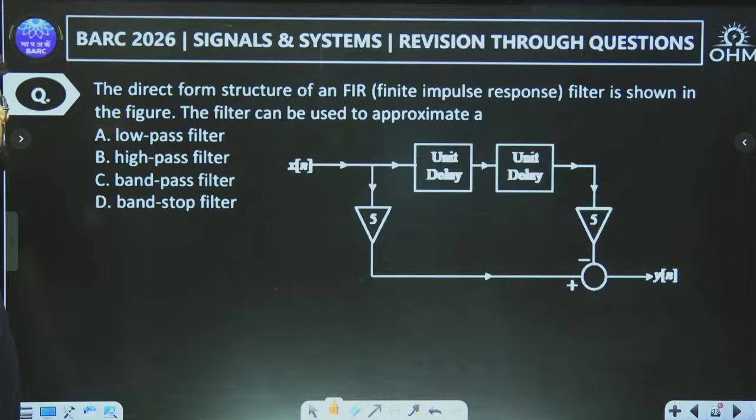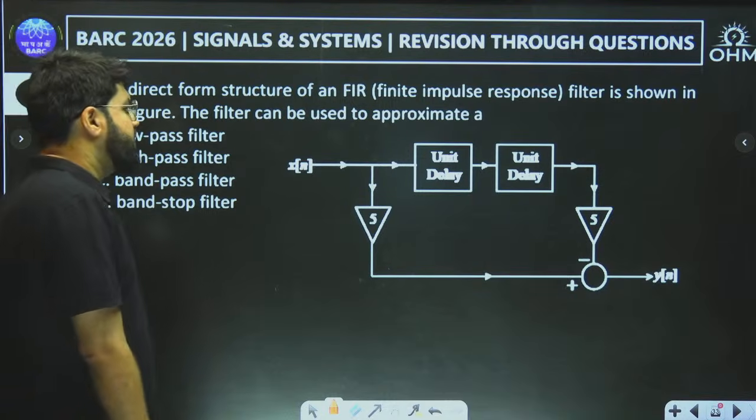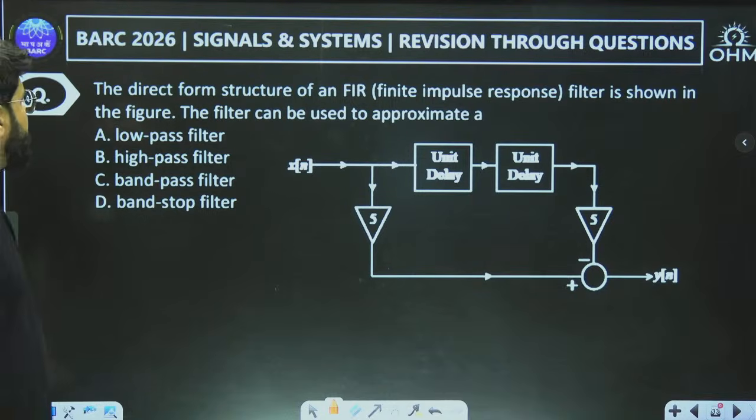The direct form structure of a FIR, finite impulse response filter, is shown in the figure. The filter can be used to approximate what? Low pass, high pass, band stop.